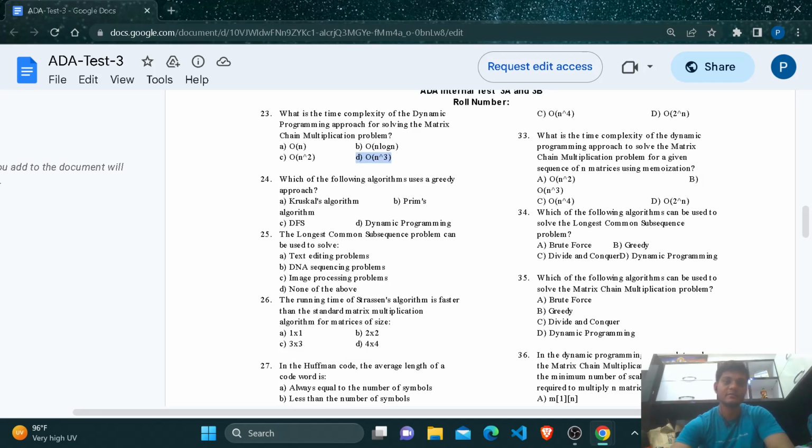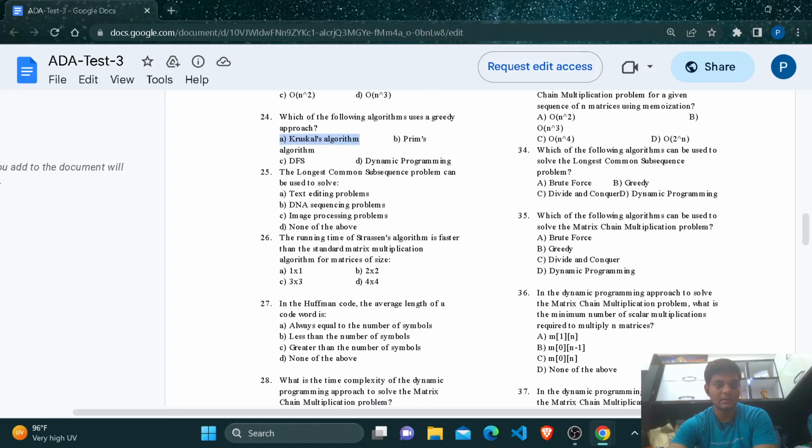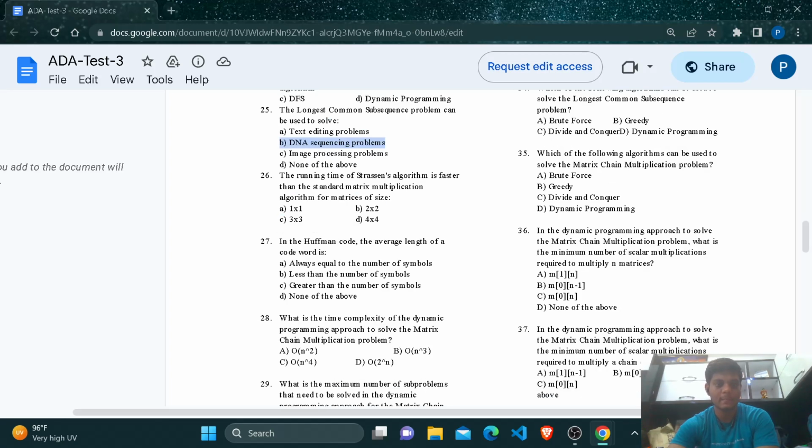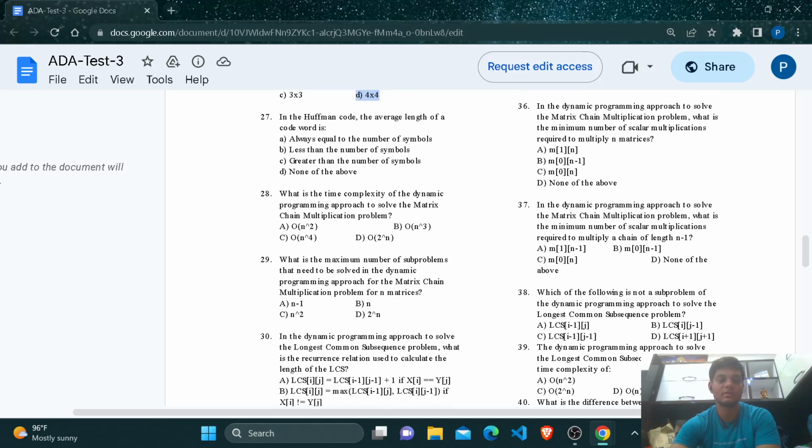24th question is which of the following algorithms uses greedy approach? So yeah, we have seen in previous videos also Kruskal's algorithm uses greedy approach. 25th question is the LCS problem can be solved using, so yeah, DNA sequencing problem. 26th question, the running time of Strassen's algorithm is faster than the standard matrix multiplication algorithm for matrices of size. So yeah, the correct option is option D, 4 cross 4.